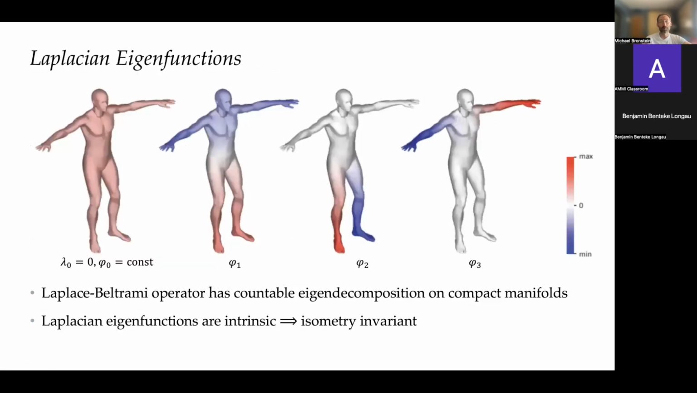Now we can compute the Laplacian on manifolds in this way. We cannot put sand on, for example, the human shape, because gravity will just let it fall back. But we can do the same experiment computationally, so we can compute these eigenfunctions. And the Laplacian operator on a compact manifold has a countable eigendecomposition, so the eigenvalues are discrete. And this is how they look.